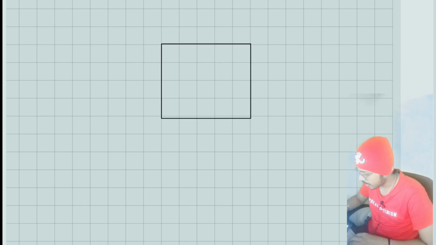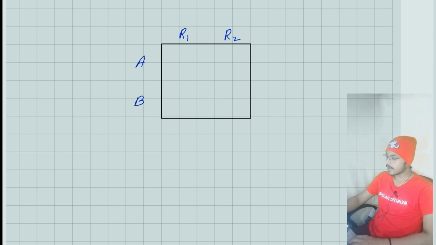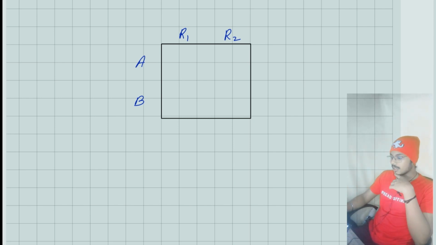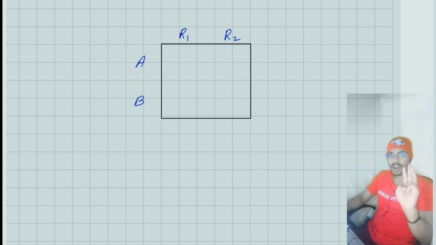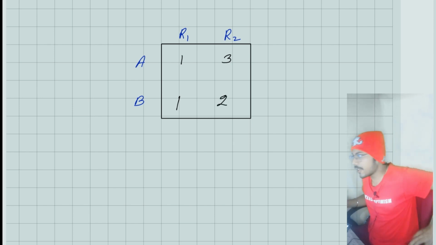So in this model we will draw a square here, then we will mention the resources R1, then resources R2 and A, then B. The resources that are used to produce product A are 1 unit of R1 and 3 units of R2, and to produce product B we use 1 unit of R1 and 2 units of R2.